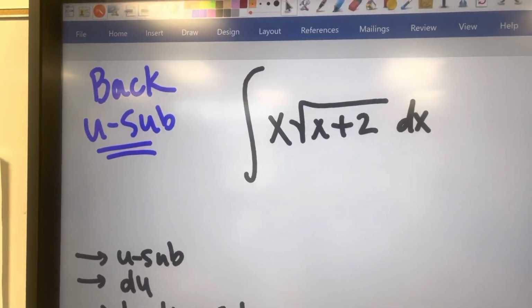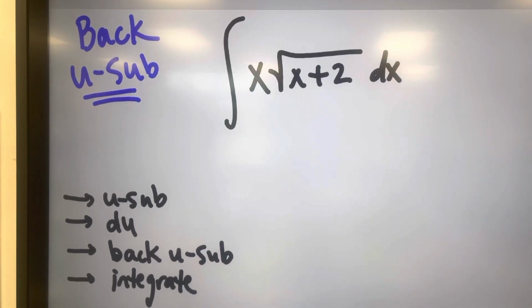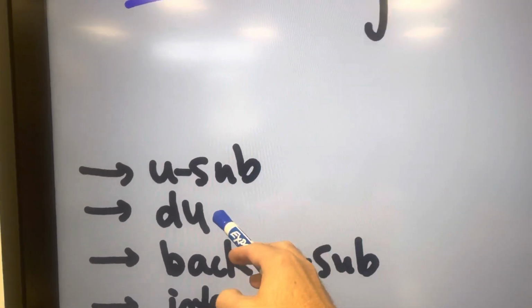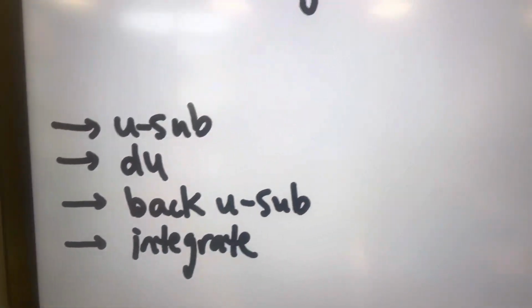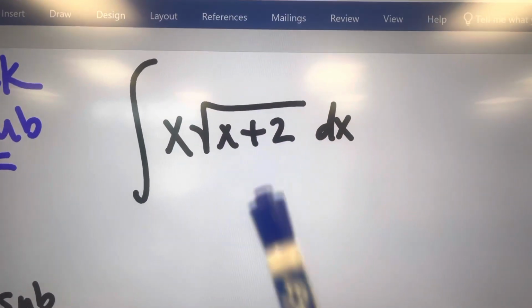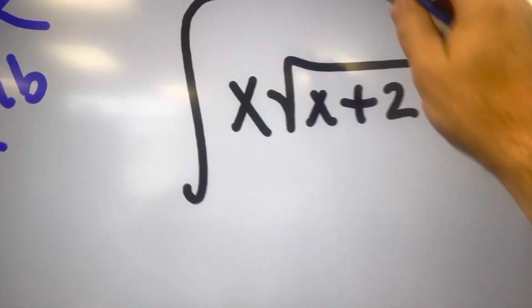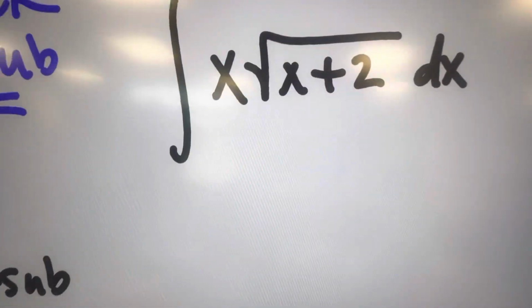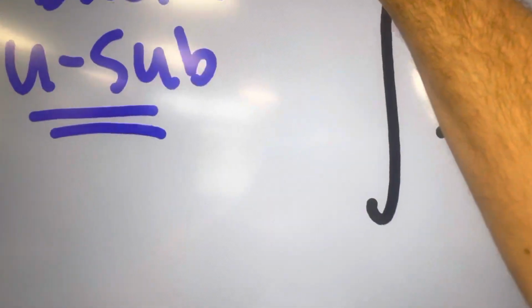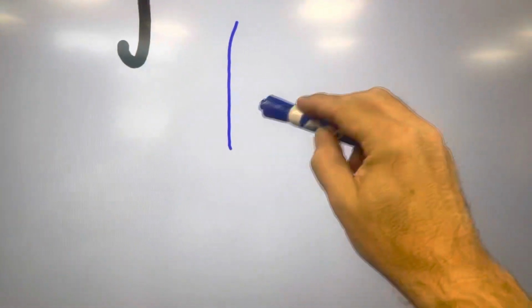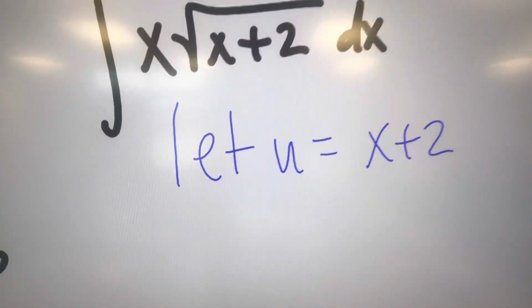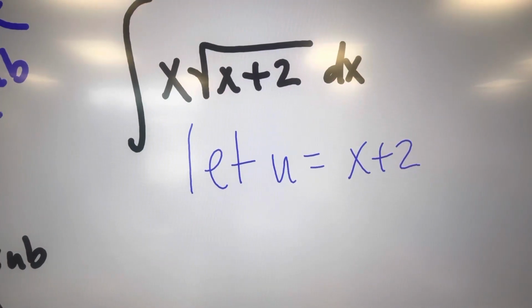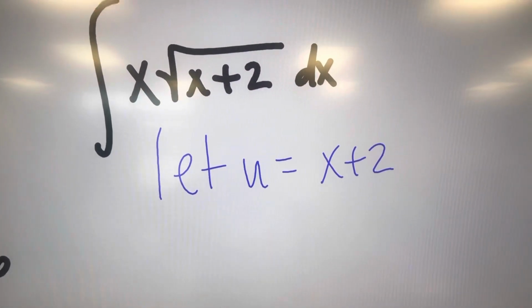Our back U substitution. With back U substitution, we're going to do a normal U sub, find the du, but then we're going to need this back U substitution, and then we integrate. Because something's fishy with this x on the outside. So I'm going to go back to this and say a basic let u equal x plus 2, because that's the part inside the square root. That's where the chain rule applies.